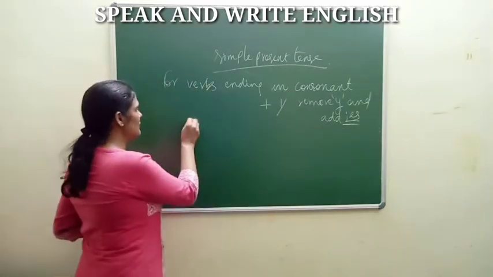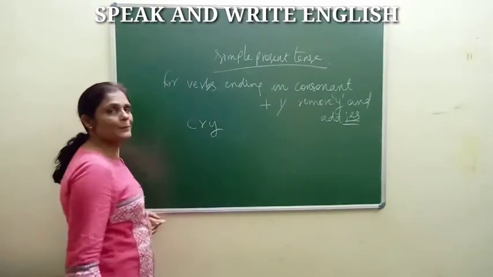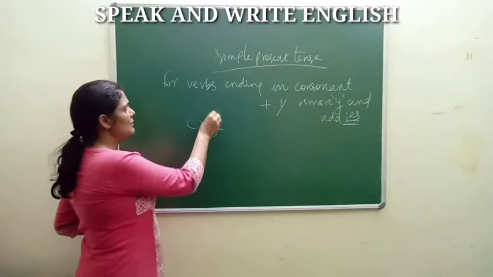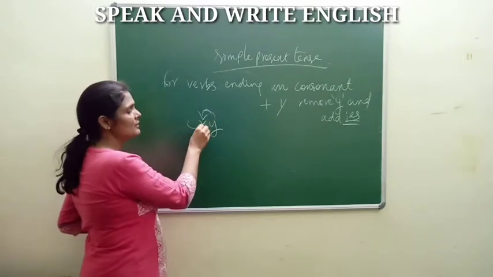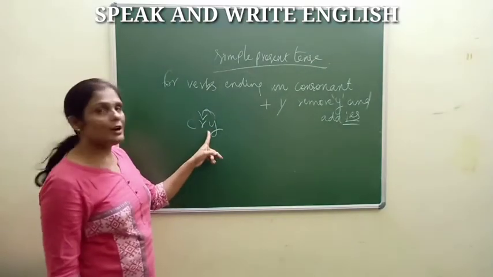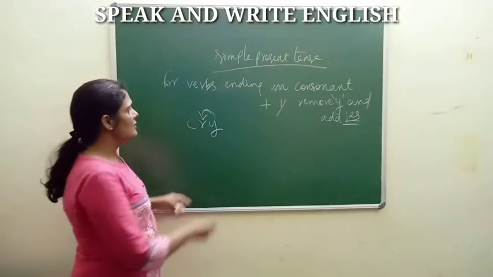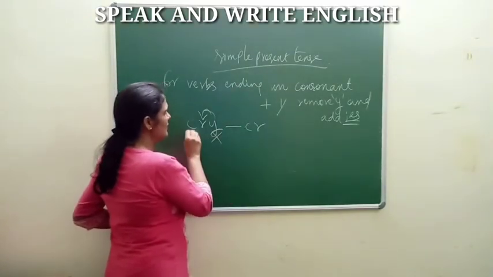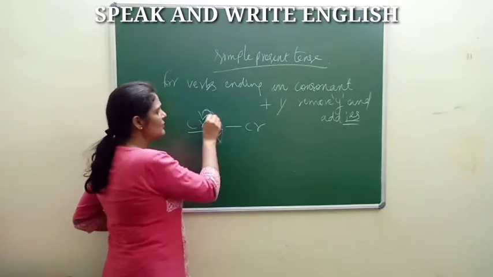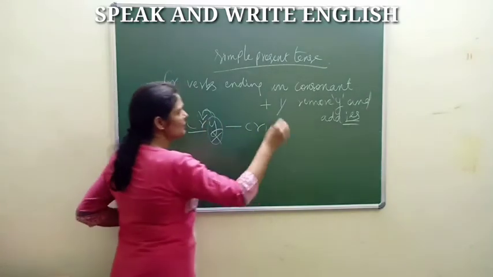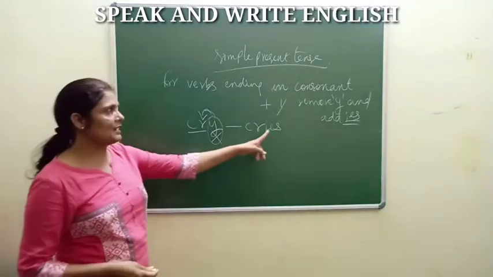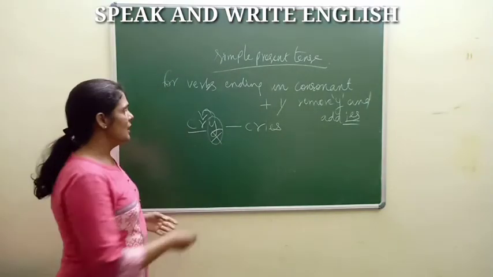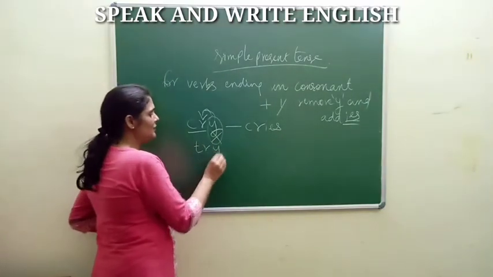For example, if I take the verb cry, prior to Y we have the consonant R. So in this case, we cut this Y, just write CR, and instead of the Y we substitute IES. So it becomes cries. If I take try, it becomes tries.